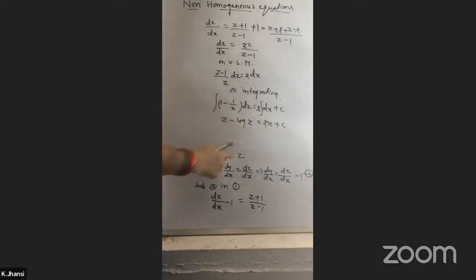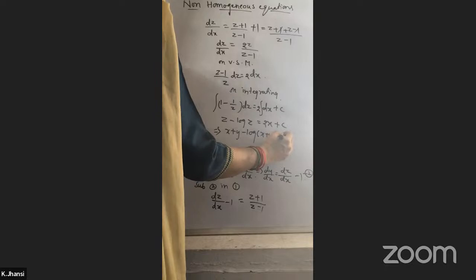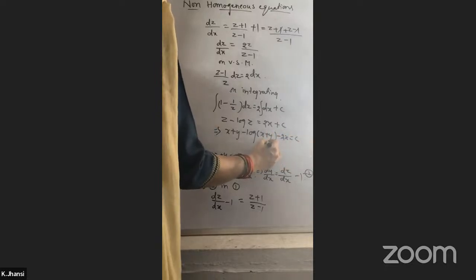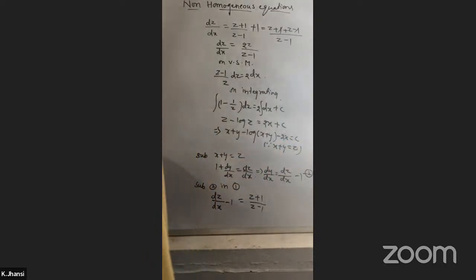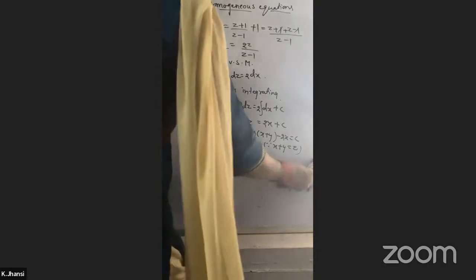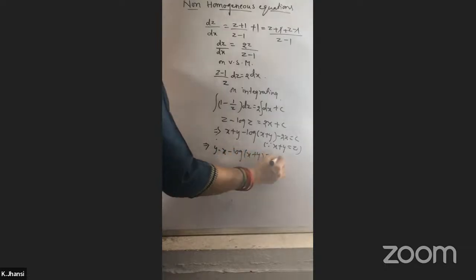What did we take z as at the start? It is x plus y. So this implies x plus y minus log of x plus y minus 2x equals c, since x plus y equals z. That is also right. And here one more conversion is there. Here 2x is there and here x is there. This you can write as minus x, no? So y minus x minus log of x plus y equals c is the solution.